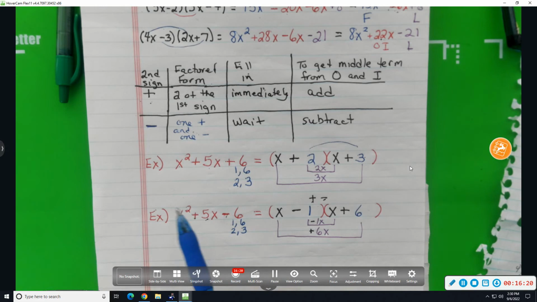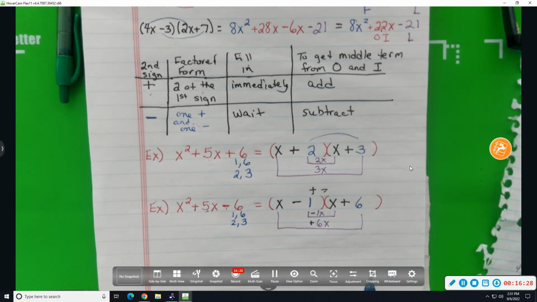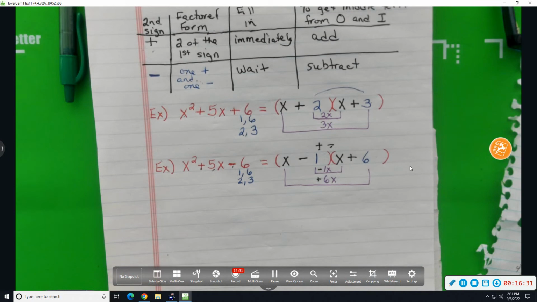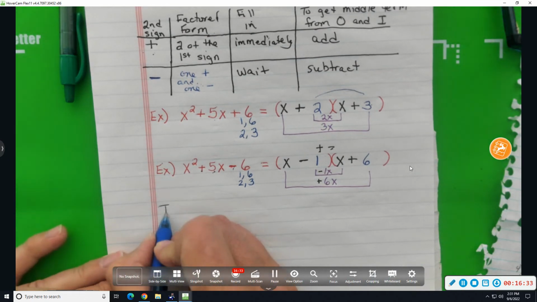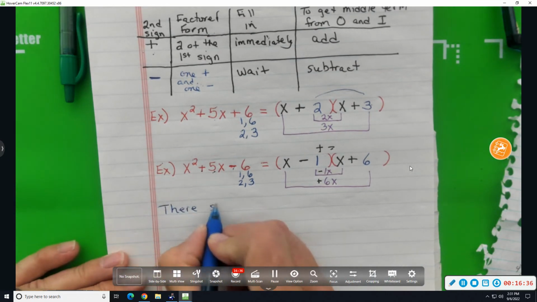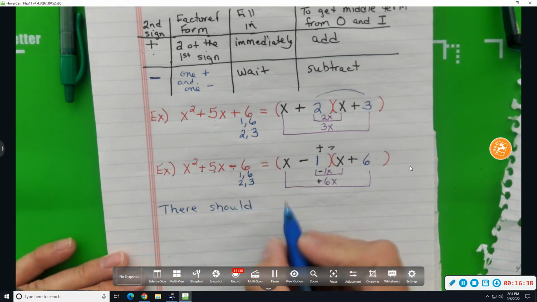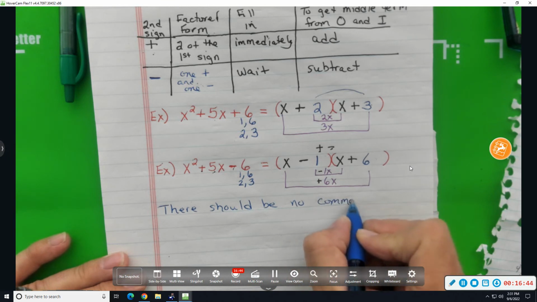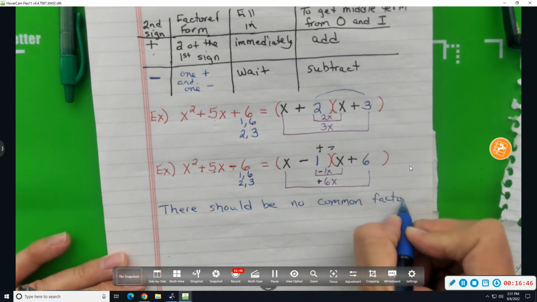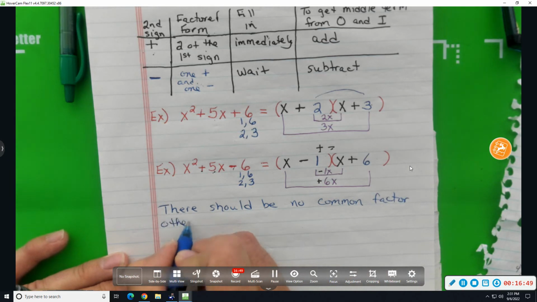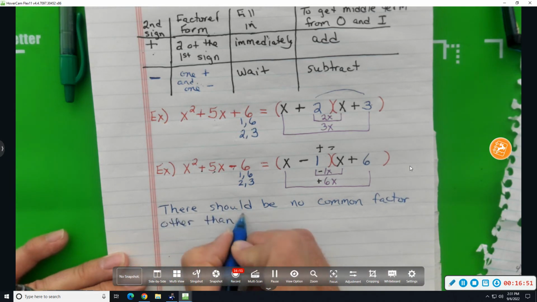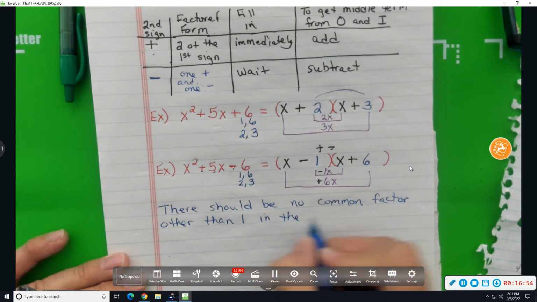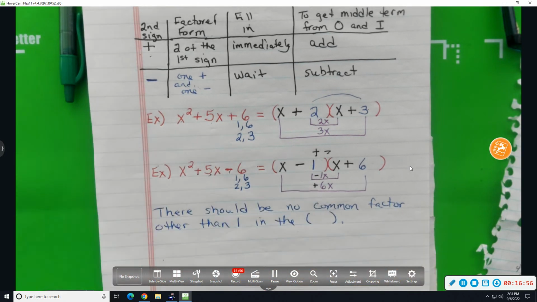Unfortunately, there's usually a number in front of the x squared. So that's going to make it a little bit more difficult and more possibilities, but there's something I want to mention right now. There should be no common factor other than 1 in the parentheses. What the heck do I mean by that?